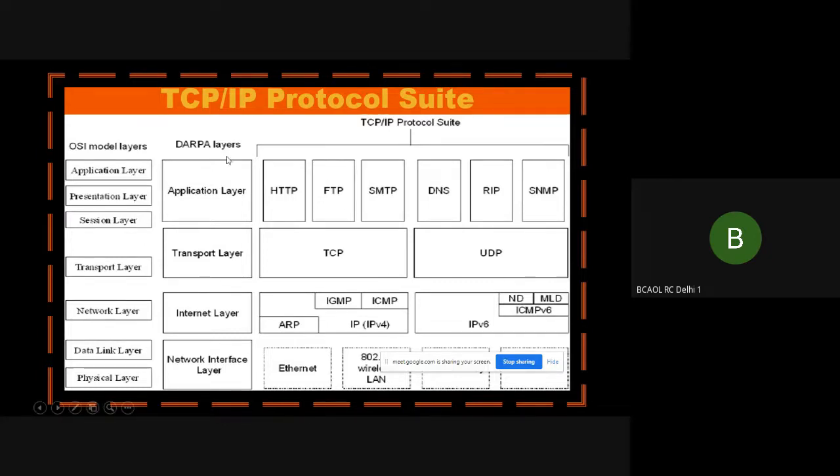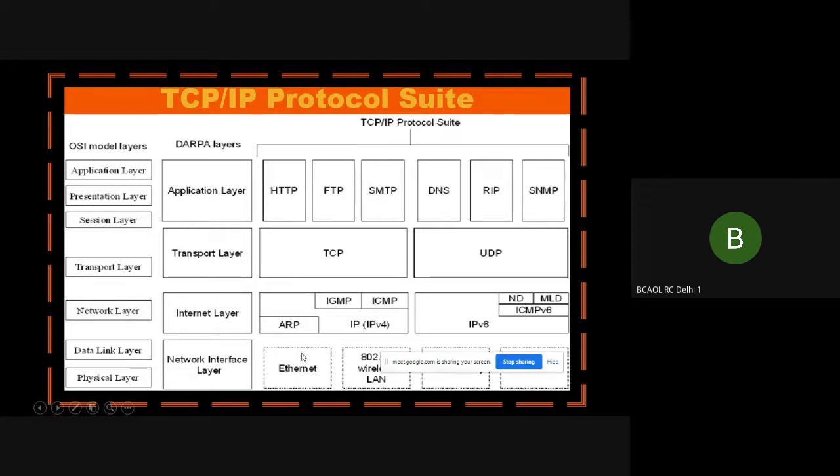Now DARPA layers have been created, which is also known as internet layers. What they have done is they have reduced it from 7 to 4 layers. The physical and the data link layer are one layer, the network interface layer. Network layer has become internet layer. Transport layer remains transport layer only. And application, presentation and session layers have become application. So they have made it an internet layer or a 4 layer standard. You understand? Right? This is what right now they are following. 4 layer format, internet layer, DARPA layer, right? This was the first model which was created for transferring.